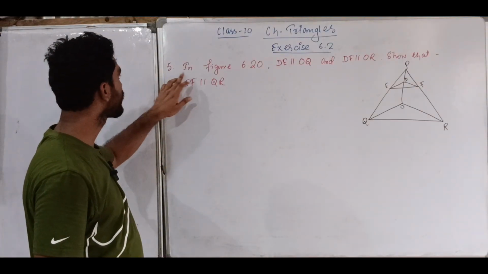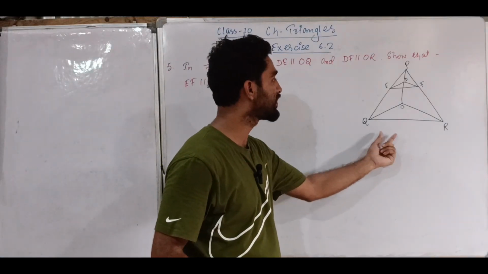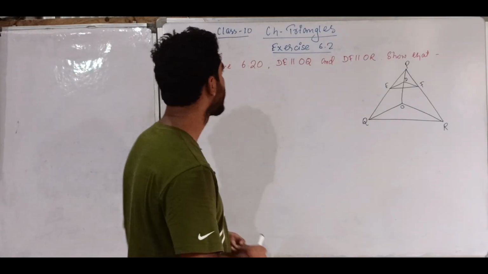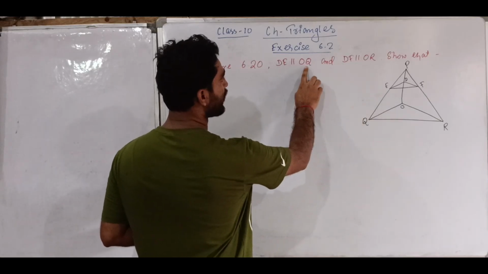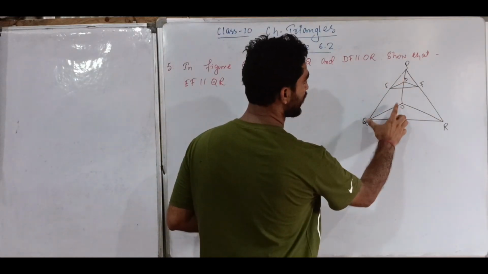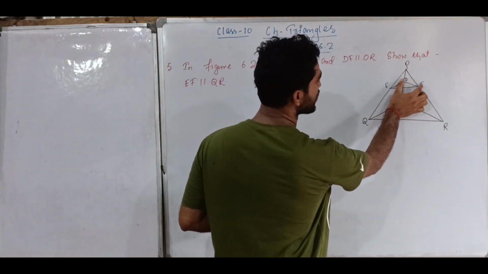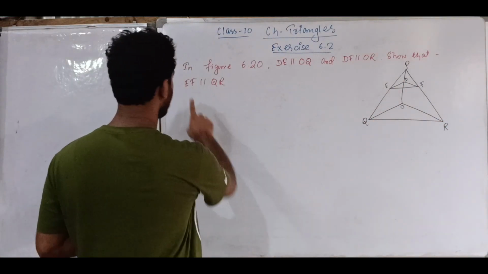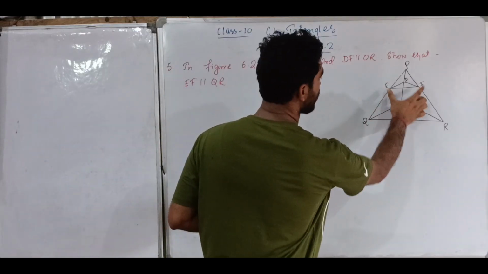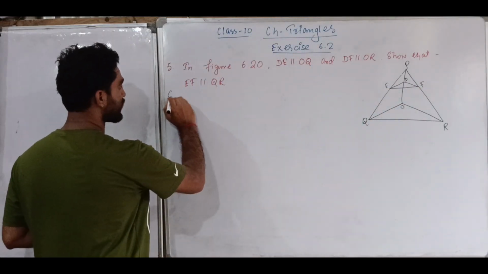Question number 5. In the figure 6.20. So in this question also a figure is given. This is figure 6.20. In this figure, DE is parallel to OQ, given. Also given, DF is parallel to OR. We have to prove that EF is parallel to QR. So let's see how we can prove this.